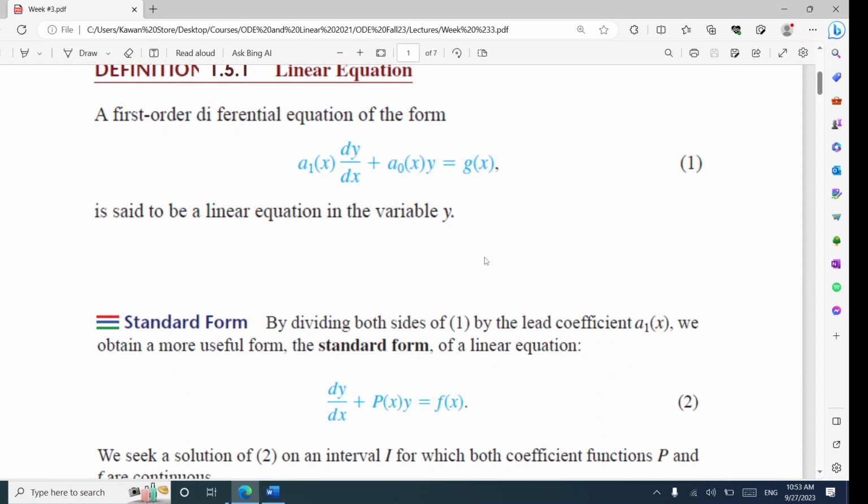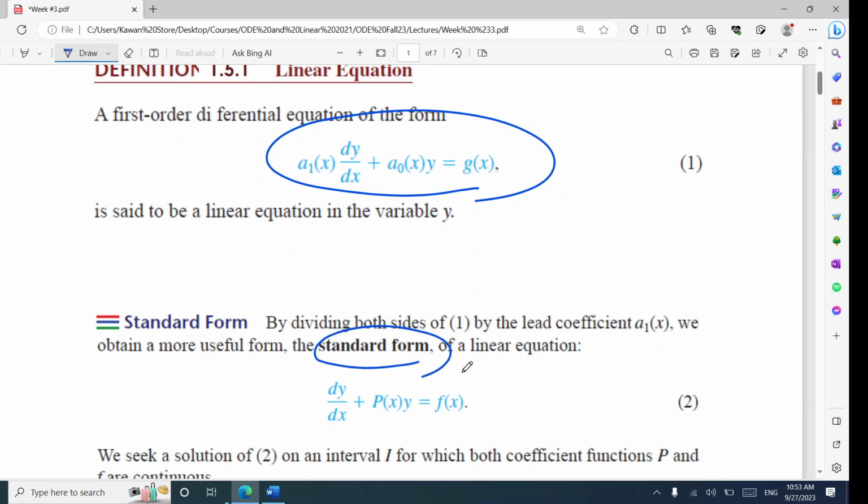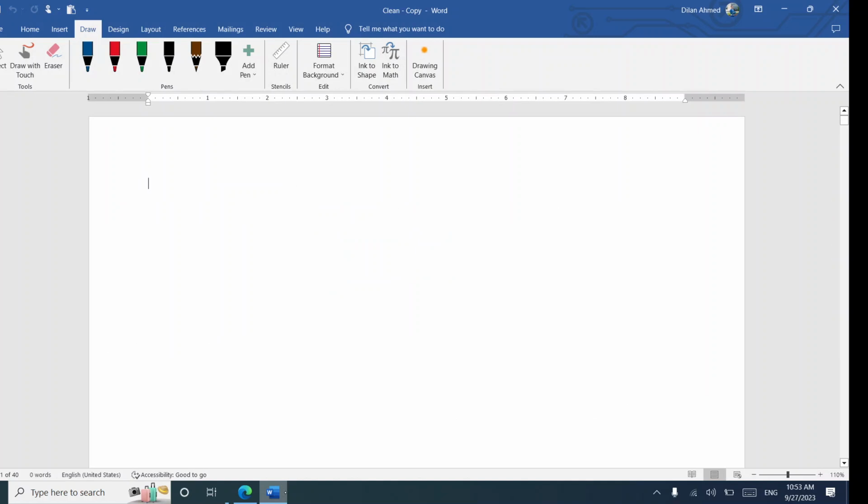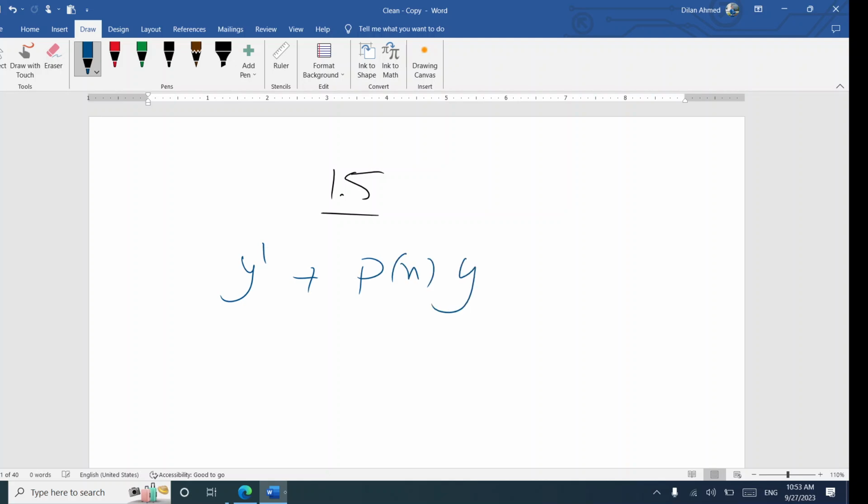In this formula, we change our differential equation to the standard form. This is the standard form. Let me write the standard form for you. The standard form is like that: y prime plus P of x times y equals something. What do you mean by that?